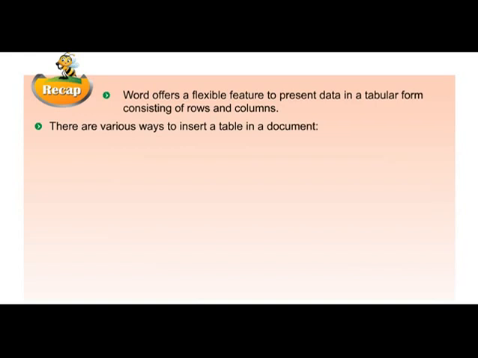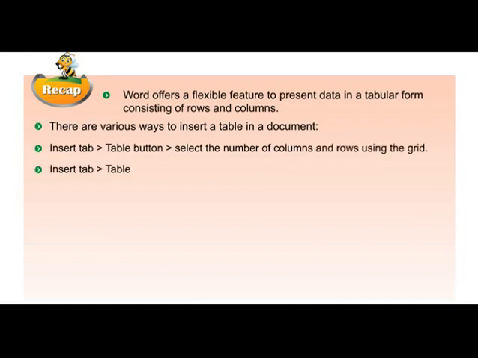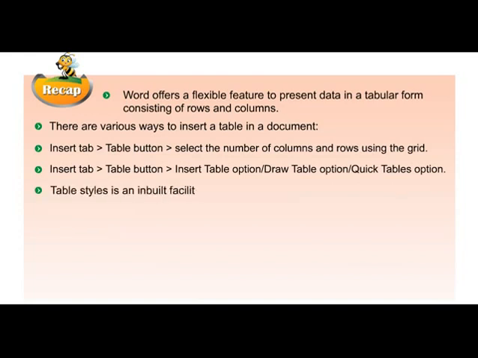Okay students, let us take a recap of this chapter. Word offers a flexible feature to present data in a tabular form consisting of rows and columns. There are various ways to insert a table in a document. Insert tab, then go to Table button, then go to Select the number of columns and rows using grid. Insert tab, then go to Table button, then go to Insert Table option, then Draw Table option or Quickly Tables option. Table styles is an inbuilt facility to change the appearance, color and border of a table.